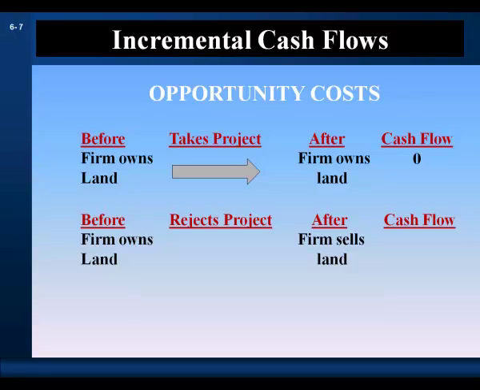Without the project, the firm owns the land, rejects the project, and sells the land for $100,000. It forgoes this $100,000 cash flow if it accepts the project. This is the cost of using the land in the project. Sometimes opportunity costs are difficult to estimate, but for an asset that can be bought and sold, its opportunity cost is equal to its market value.